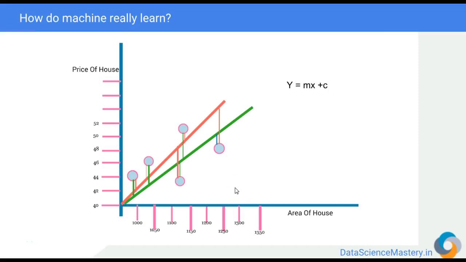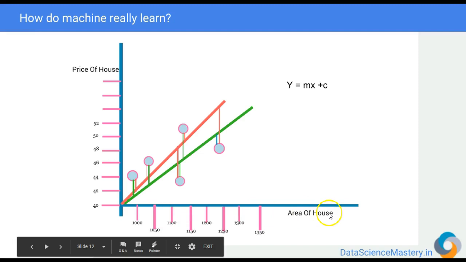Hello, in this video, let's try to understand how machines really learn from a slightly mathematical perspective. We are not going very deep into maths yet, but we'll do it gradually. So let's understand how machines really learn. Again, we have taken the same example, the price of the house and area of the house. These points represent the area of the house and these points represent the price of the house.